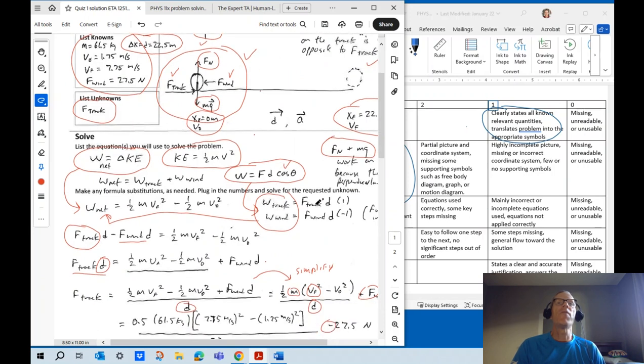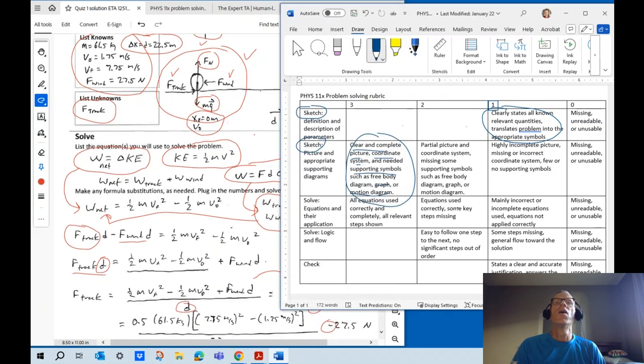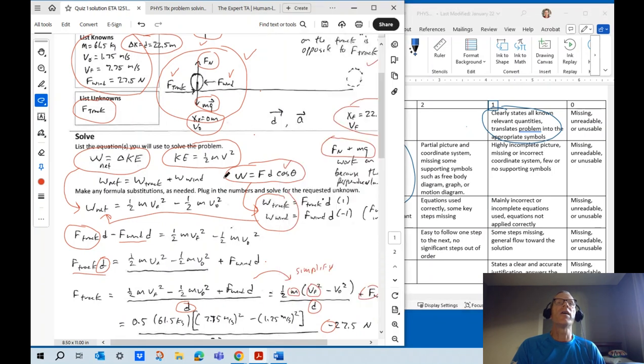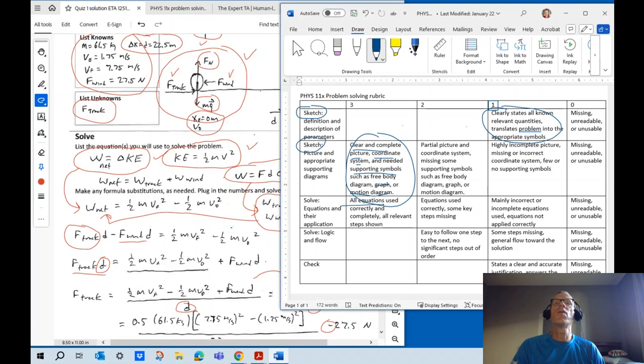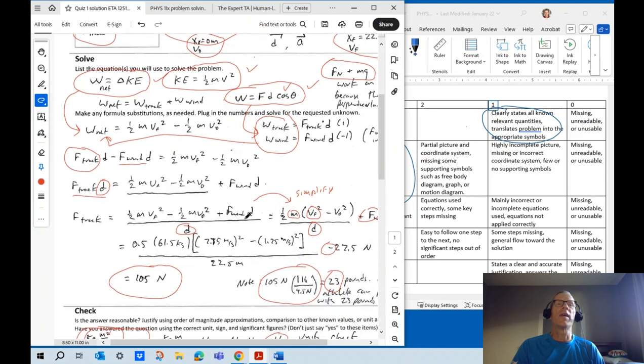And then the solve has 2 parts. One is, did we use the equations correctly and completely? So I have all the equations here that I need: definition of kinetic energy, work kinetic energy theorem, and then the formula for work. So all those are here, and all the steps are shown. Notice that I have everything completely stepped out.